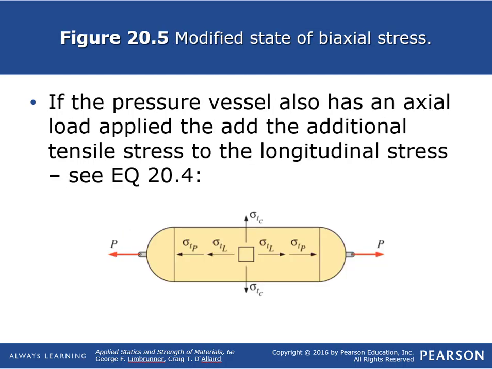If the pressure vessel also has an axial load applied in addition to the pressure load, then we have an additional tensile stress added to the longitudinal stress. So we really get two equations, and you can look at equation 20.4. We're going to talk about an example that explores that possibility.